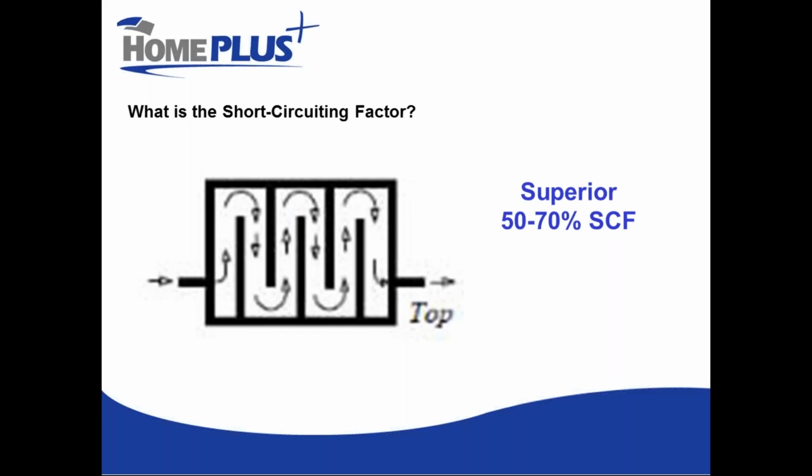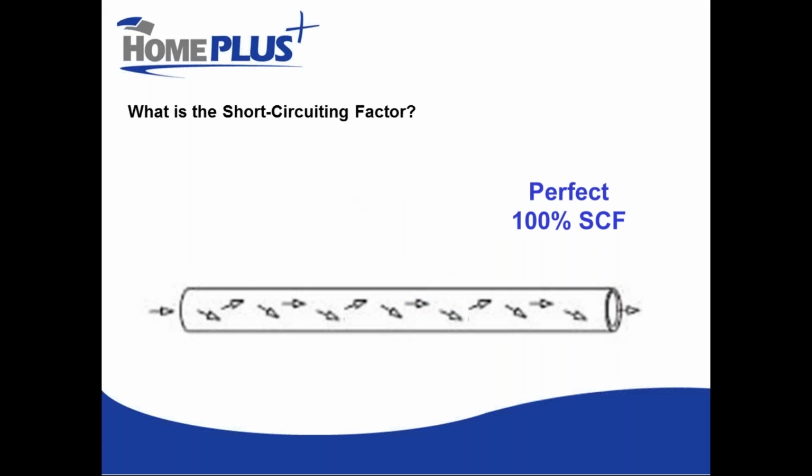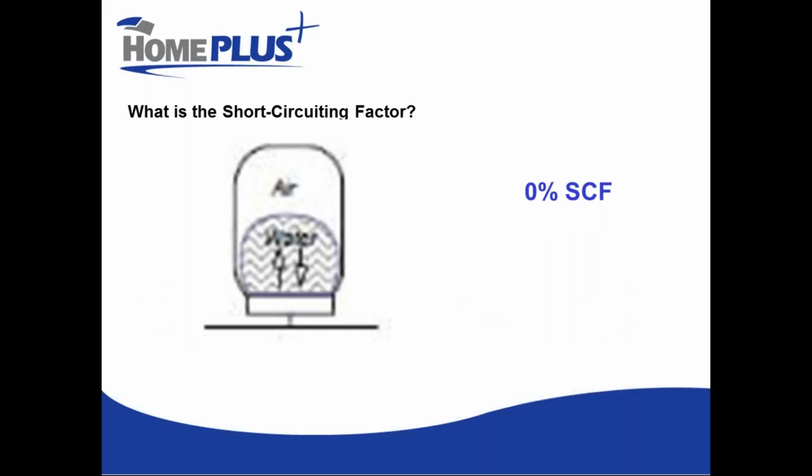Here's a much better example. Now we've actually added baffles inside our reservoir. The water has to take a really tortuous path. So now our short-circuiting factor is improving. And in a piece of long pipe, long skinny pipe, your short-circuiting factor is basically 100% in the sense that zero water is able to bypass. It has to follow a long tortuous path no matter what.